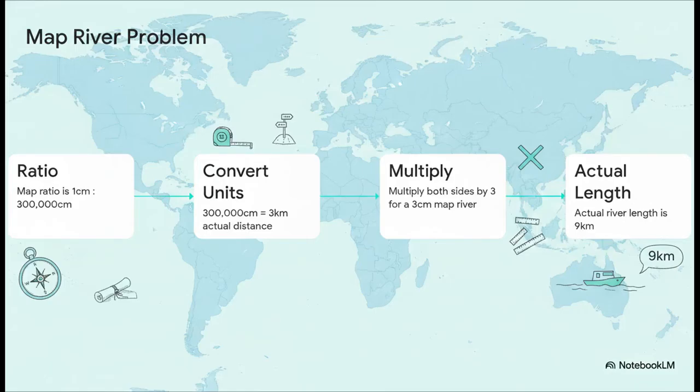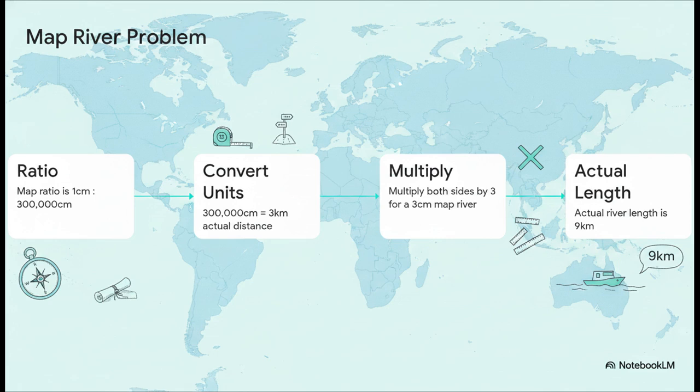Now, let's tackle a classic map problem. Say a map has a scale of 1 to 300,000. You measure a river on this map, and it comes out to 3 centimeters long. So, how long is the actual river? Well, step 1, write the ratio. 1 centimeter on the map is to 300,000 centimeters in real life.